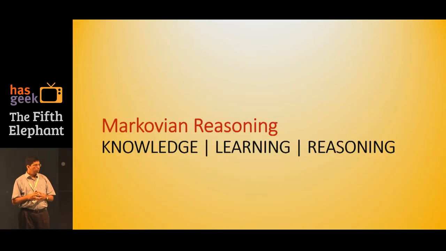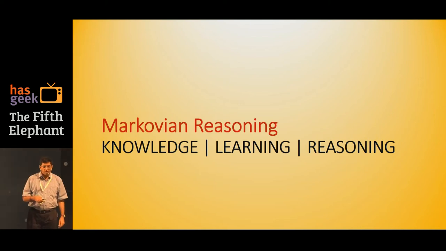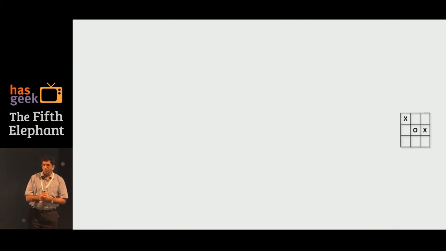So we understand the idea of states, actions, and goals. And now let me talk about Markovian reasoning, what this whole process is. And here, I'm going to distinguish between knowledge, learning, and reasoning in this context. Okay. So let's go back to tic-tac-toe. The AI researcher's favorite game is tic-tac-toe. We always go back to it. And now, tell me, who tells me what to do next? If I throw a board position in front of you, who tells me what to do next? Not what to do next, but what are my options?